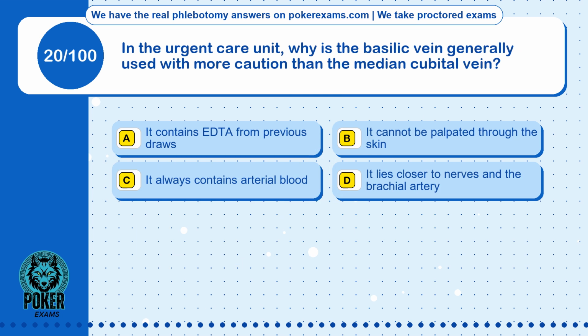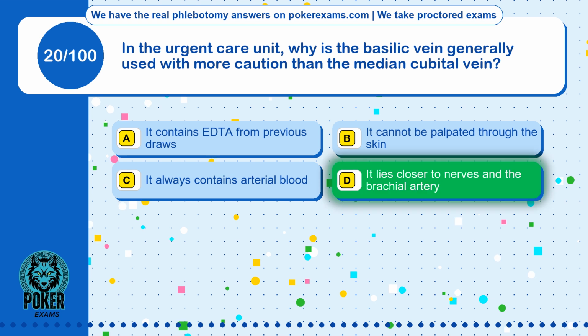Question 20. In the urgent care unit, why is the basilic vein generally used with more caution than the median cubital vein? Option A. It contains EDTA from previous draws. Option B. It cannot be palpated through the skin. Option C. It always contains arterial blood. Option D. It lies closer to nerves and the brachial artery. The correct answer is option D.